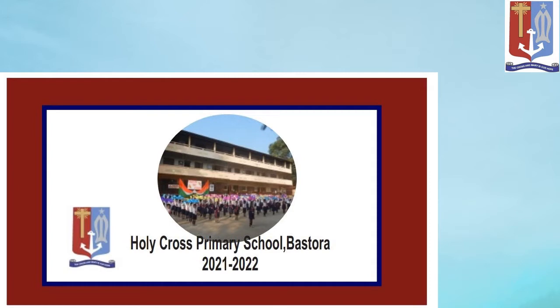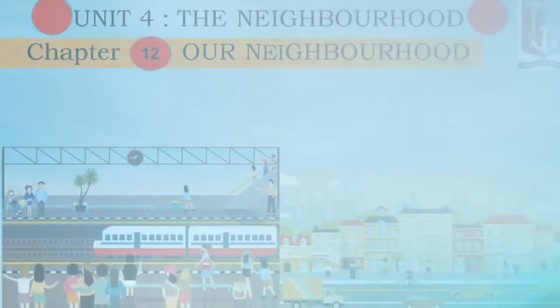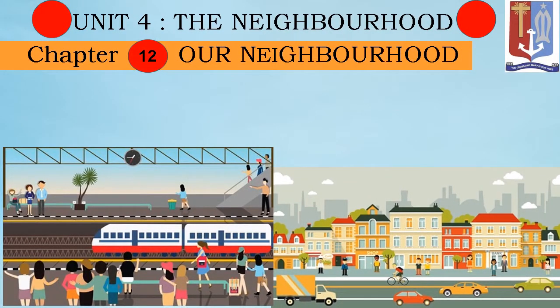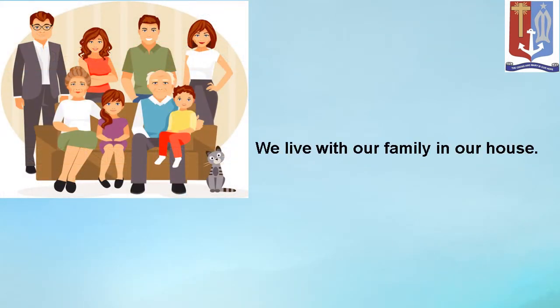Today, we are going to start with a new chapter in EVS. It is Unit 4, The Neighborhood, and Chapter 12, Our Neighborhood. So, children, we live with our family in our house. We have seen that there are families which are nuclear families and joint families, and we belong to either a nuclear family or a joint family, children.